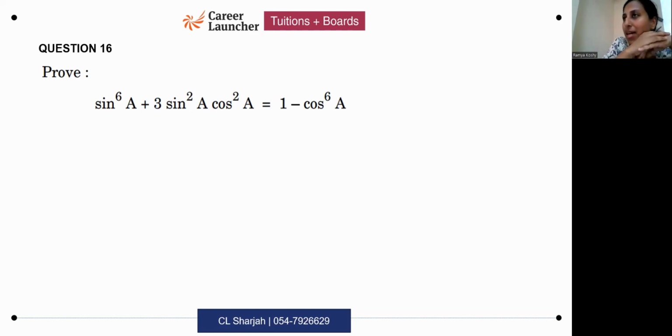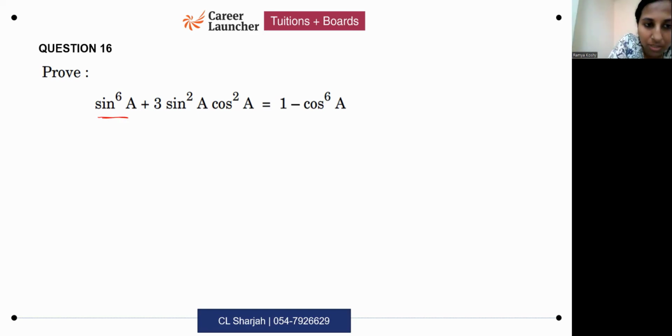What happened? Starting trouble again. How to start? Usually into the sign. Whenever you see bigger powers like 4, 6, 8, your aim is to express everything in terms of sine square and cos square. Sine square, cos square. Okay?